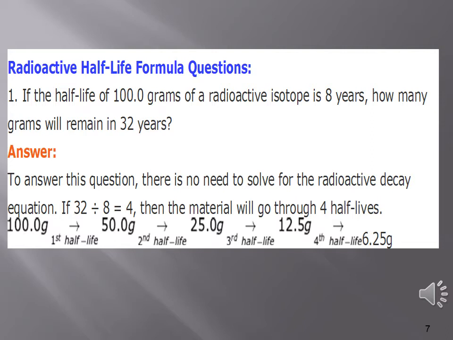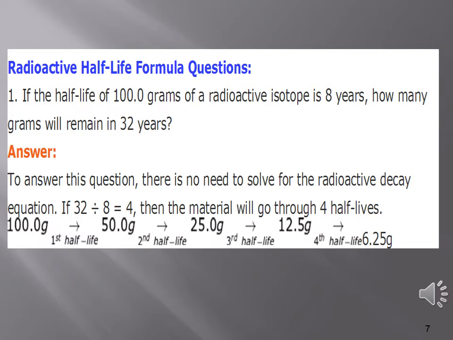How many half-lives are there in 32 years? If one half-life of this radioactive isotope is 8 years, for its mass to decrease by half, it takes 8 years. Now, how many half-lives are there in 32 years? It will be very simple. We take 32 years, we divide by 8 years to know how many half-lives there are. And here we'll get 4 half-lives.